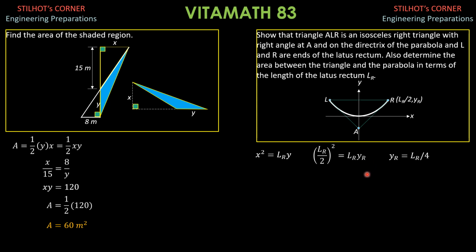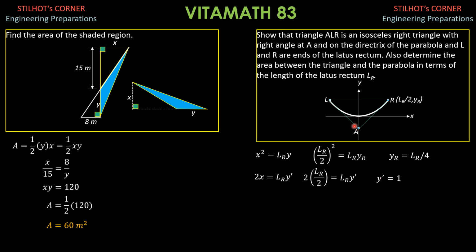So from calculus, we differentiate this to get 2x equals LR y prime. Y prime is the slope of the tangent at R or at L. So x is LR over 2 at R. So 2 times LR over 2 equals LR times y prime. We can cancel 2 and we can cancel LR. So y prime is 1. That means the slope is 1 at R. Y prime is 1 and the corresponding angle it makes with the horizontal is 45 degrees. So the angle it makes with the vertical is also 45 degrees.